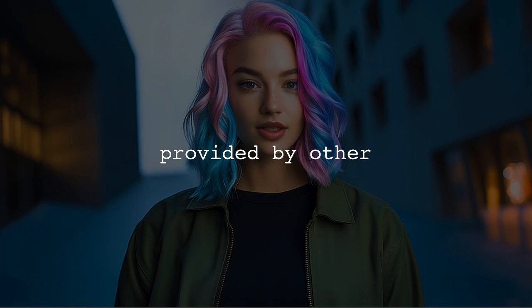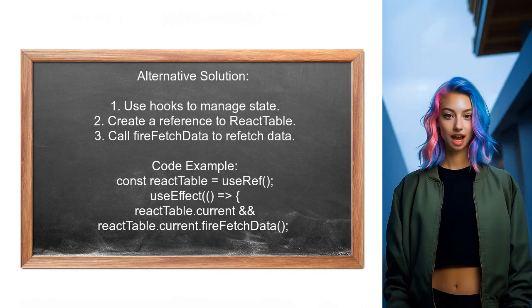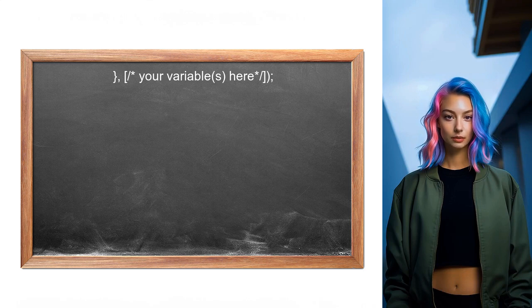Now let's look at the answers provided by other users. One alternative solution involves using hooks to manually trigger the onFetchData callback in React table. The user suggests creating a reference to the React table component and calling the fireFetchData method to refetch data when certain variables change.